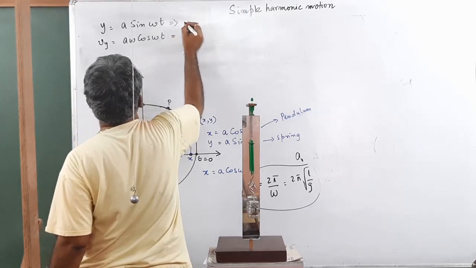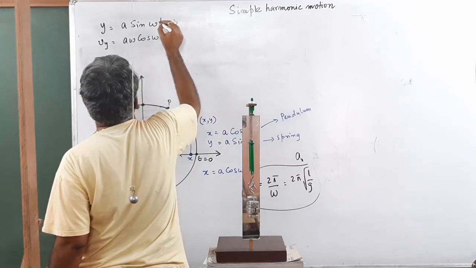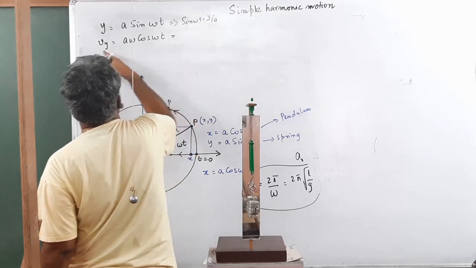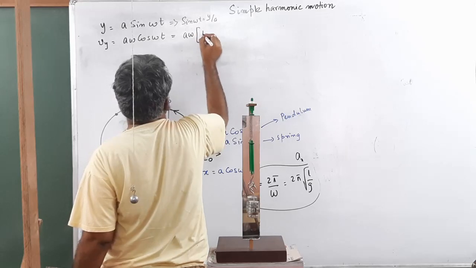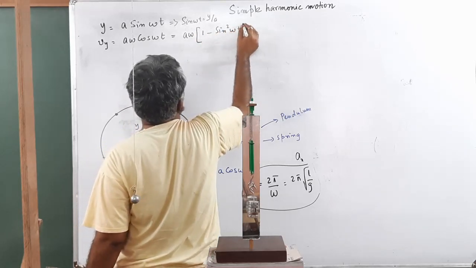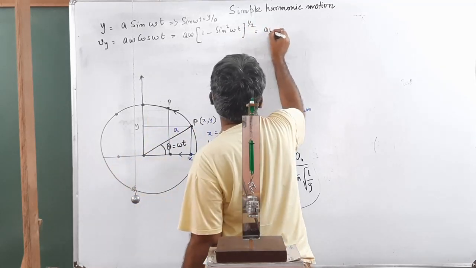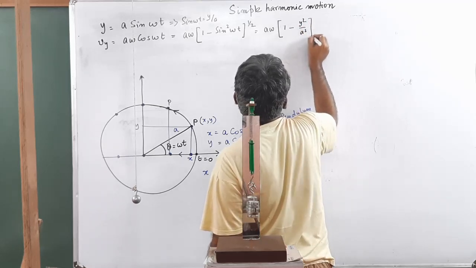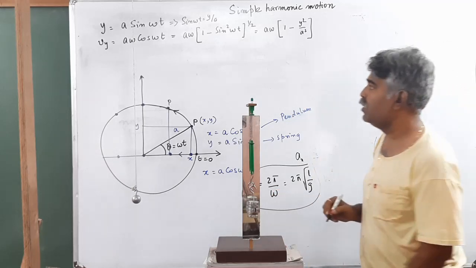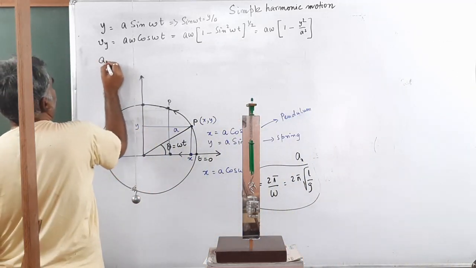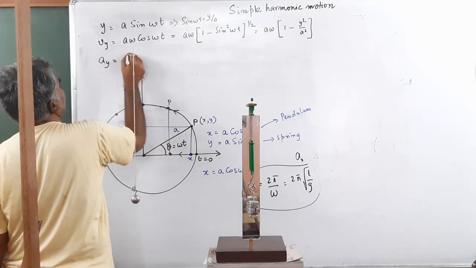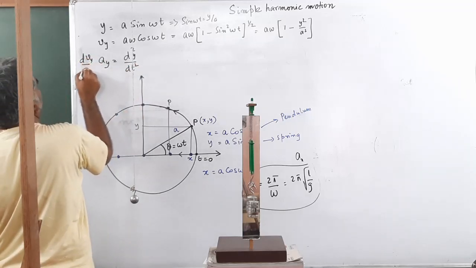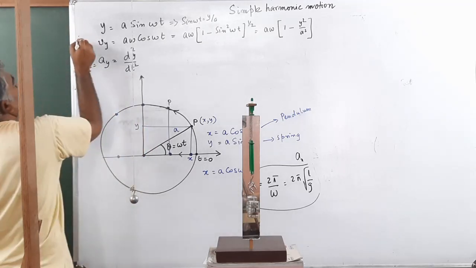Again, from here you can easily find that sin omega t is y over a. Now what is V_y? That's a omega times (1 minus sin squared omega t) to the power half, so that is a omega times root of (1 minus y squared by a squared). That is the velocity in the y direction. Now let's find a_y. Acceleration is d²y/dt² or dV_y/dt, right? Very similar, since V_y is dy/dt, right?